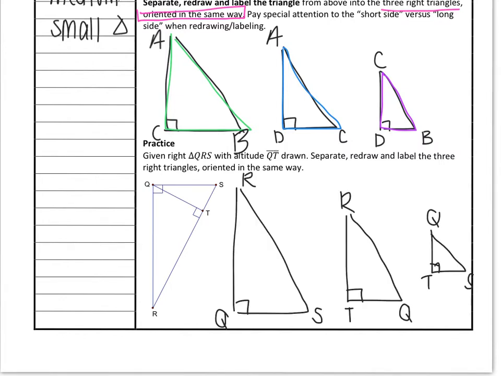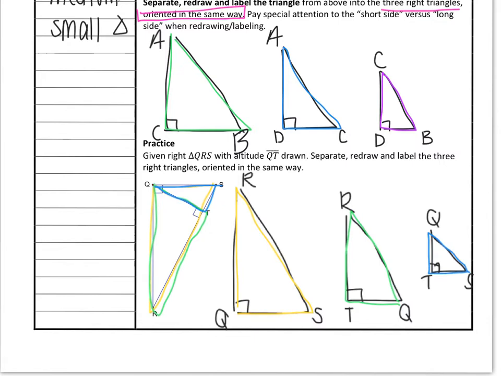Okay, so hopefully you tried those on your own. If I go through them quickly with you to see how you did, my big triangle here, Q, S, and R, I have right here, Q, S, and R, again with my right angle in the bottom left corner. If I move on to my medium triangle, T is in the corner this time, so I have Q, T, and R. And then my small triangle, S, T, Q, again with T being in the corner. All right? So if you had that down, the next part's going to be fairly straightforward.